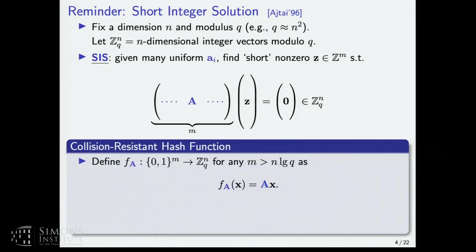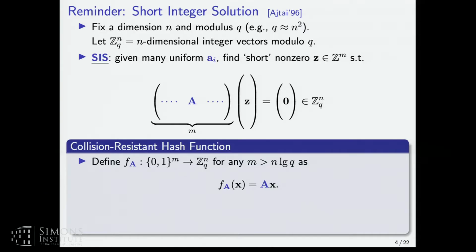If we take this matrix A as the uniformly random key to the function, and define the function f of x as just A times x, where the domain is binary vectors, 0-1 vectors of dimension m, those hash down to a vector in Z_q^n. The domain is larger than the range exactly when m is larger than n log q. So this is a compressing function.